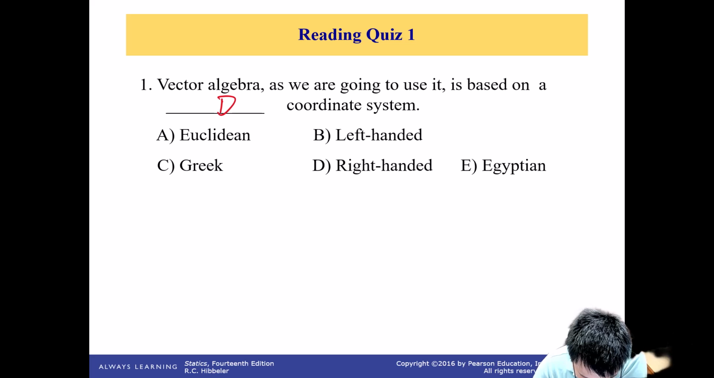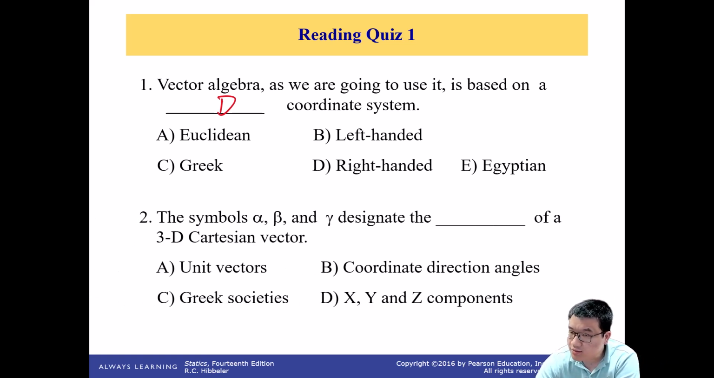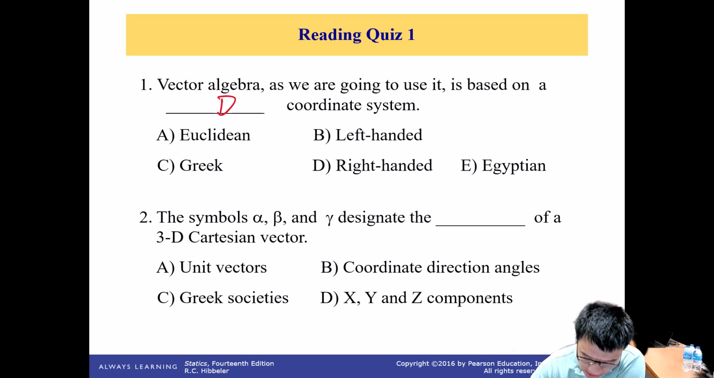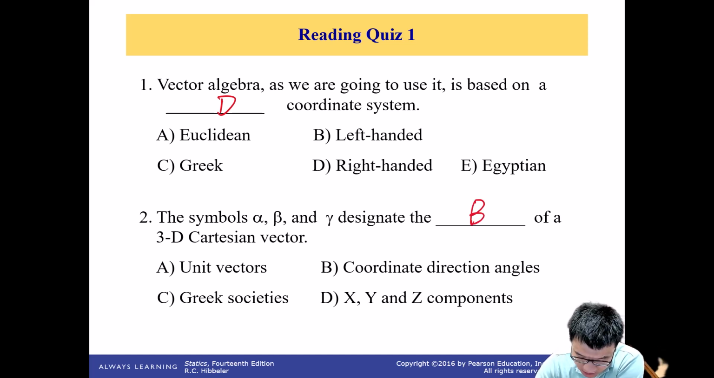And the second: what do the symbols alpha, beta, and gamma designate in a 3D Cartesian vector? It shouldn't be a hard question. The answer should be B. The alpha, beta, and gamma represent the coordinate direction angles. Okay, let's get started with the 3D vector.